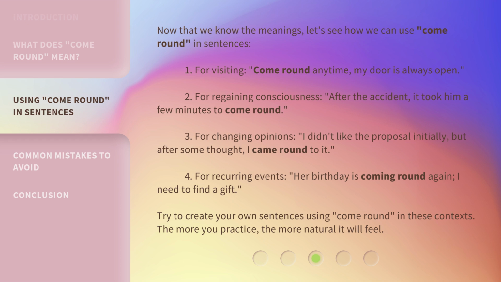4. For recurring events. Her birthday is coming round again. I need to find a gift. Try to create your own sentences using come round in these contexts. The more you practice, the more natural it will feel.